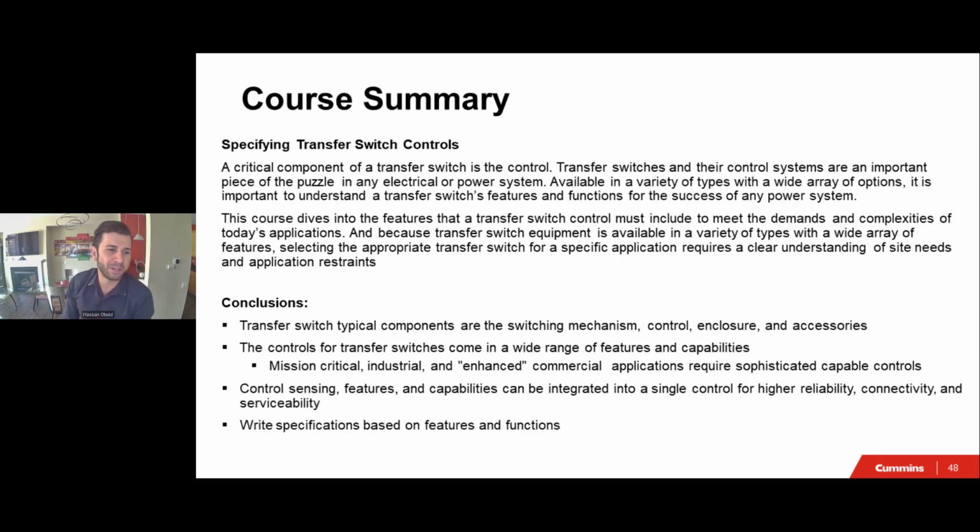And that's it. And this takes me to the course summary. I hope this was beneficial for you today. So in conclusion, transfer switch typical components are the mechanism, control, enclosure, and accessories. The controls for transfer switches can come in a wide range of features and capabilities. Mission critical, industrial, and enhanced commercial applications really require these sophisticated, capable controls. Write specifications based on features and functions.